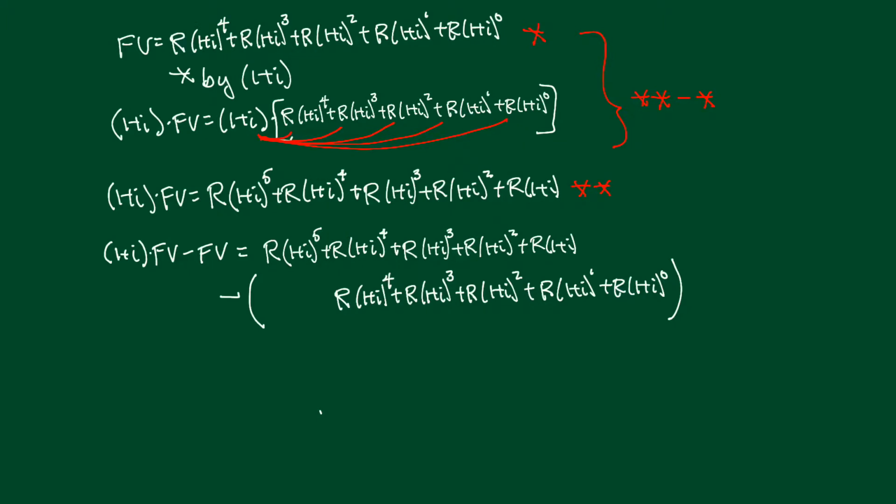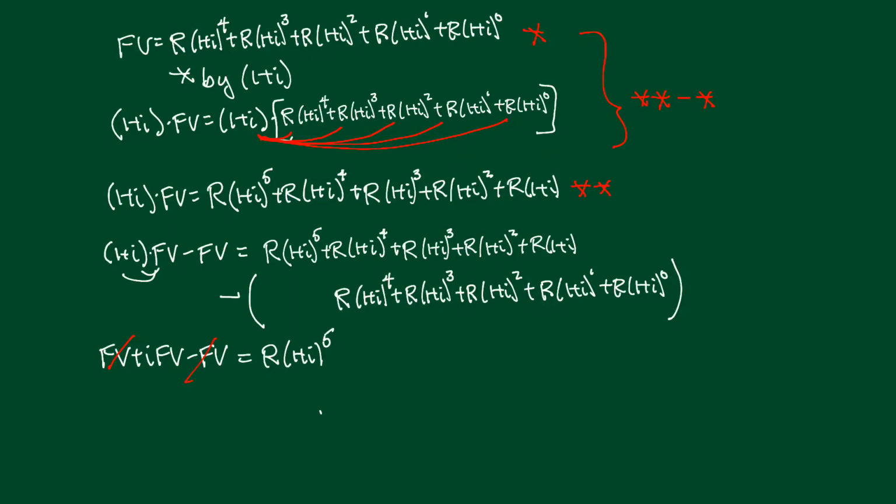Now, I'm going to multiply through here. So what do you get? You get FV plus I FV minus FV, and you can see that the FV minus FV, that's going to go out. And then what are we going to get? Well, I get R, 1 plus I to the 5th minus, okay, 0. There's nothing there, so this is going to be R, 1 plus I to the 5th.